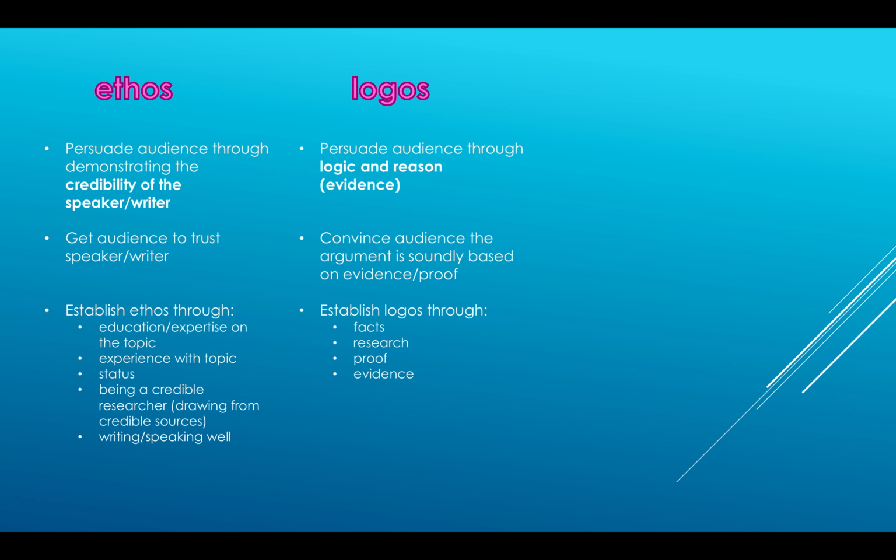So Aristotle thought, okay, you could have that, but if you only have credibility, that doesn't mean people are going to be persuaded by your argument. You also have to present a logical and reasonable argument. This is what we think of traditionally as evidence. Your purpose here is to convince your audience that the argument is based on thoughtful, reliable evidence and proof.